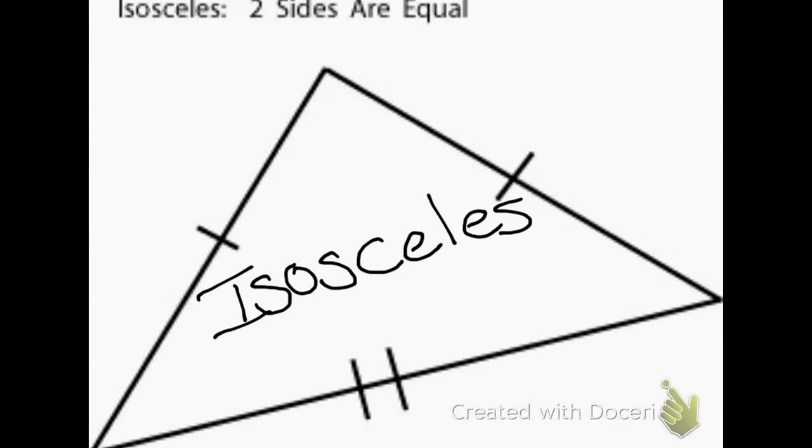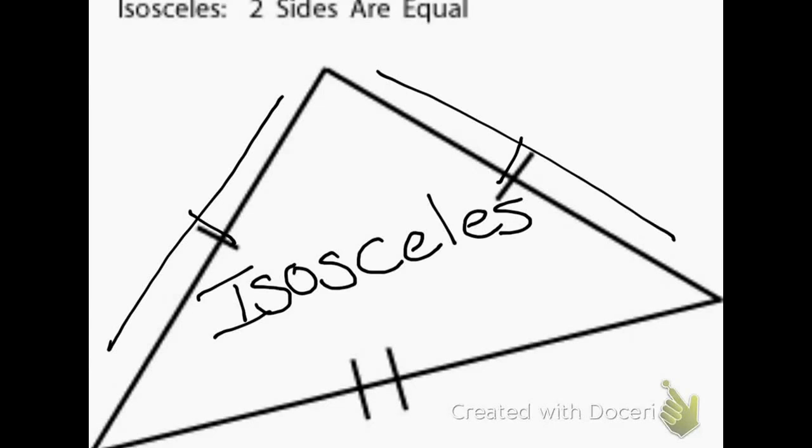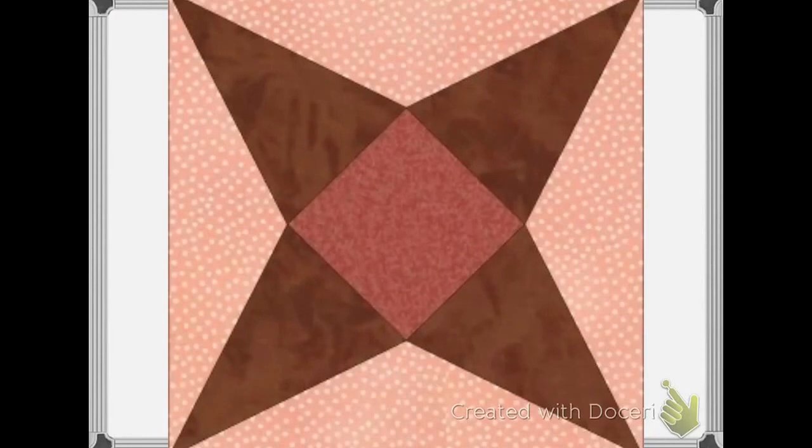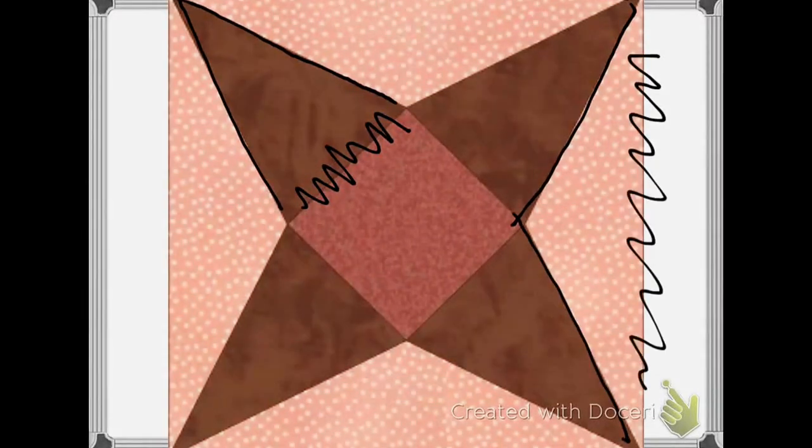When we look at a triangle that has 2 sides that are equal, we call that an isosceles triangle. That means 2 sides are the same length, and then the third side is a different length. If you look at this quilt page, it's made up of isosceles triangles. The brown triangles have 2 sides that are equal length, then the third side is a different length. If you look at the pink triangles, 2 sides are the same length, then the third side is a different length.